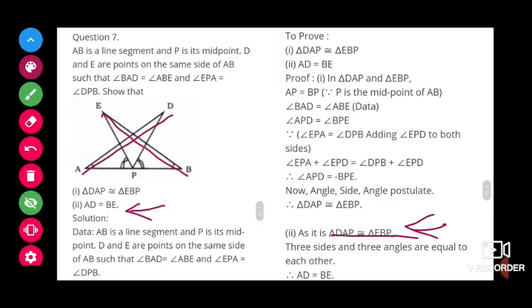How are these two triangles equal? This angle is equal to this angle, that is, angle DAP is equal to angle EBP. Next, one more angle, DPA is equal to EPB, and the side AP is equal to PB. That's it.